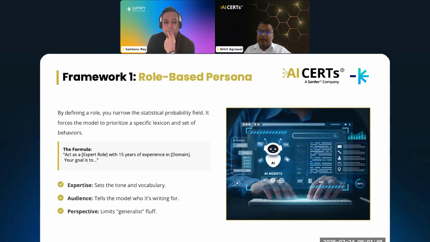Okay. The second element is the audience. In great communication, we always start by considering who the message is intended for. A technical explanation for software developers will be different from an explanation for business executives or first-time learners. So by specifying the audience, we help the AI adjust the complexity, tone, and style of format.